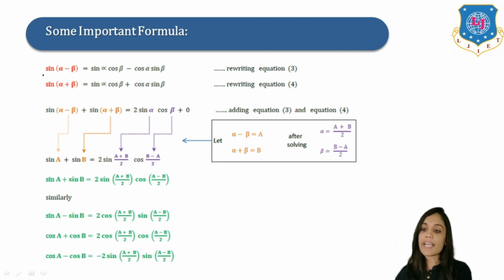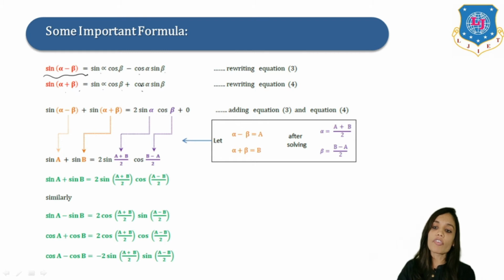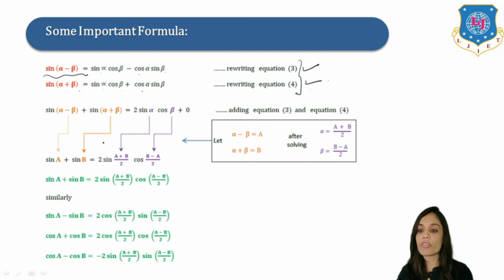Now we know that sin alpha minus beta is sin alpha cos beta minus cos alpha sin beta. And sin alpha plus beta is sin alpha cos beta plus cos alpha sin beta. We will name these as equations 3 and 4. Now let us add these two equations. If we add them, these two terms get cancelled out. So what we will get? Sin alpha minus beta plus sin alpha plus beta equals 2 sin alpha cos beta.